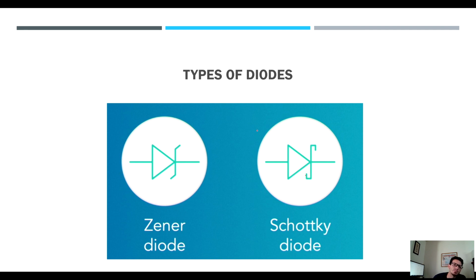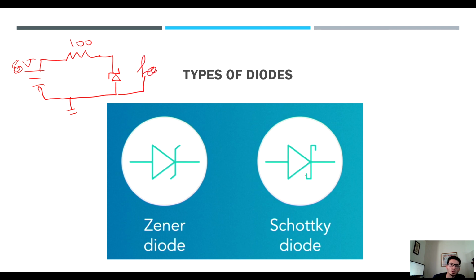These types of diodes are particular because they do have a reverse voltage nominal value. So they're used for protecting circuits from power surges. And a common example, for instance, is if you have a 6-volt battery connected to a resistor that is 100 ohm, for example, you have a Zener diode connected to your ground, and then you have here your load, which could be a control system or sensors, etc.